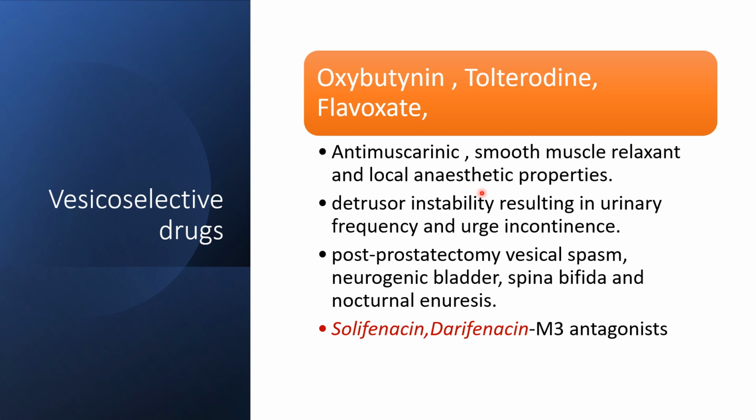So this relaxes the detrusor muscle, and hence these are used in detrusor instability, which causes urinary frequency and urge incontinence. In conditions like post-prostatectomy bladder spasm, neurogenic bladder, spina bifida, and nocturnal enuresis, there will be increased urinary frequency and urge incontinence. In those conditions, these drugs will block the M3 receptors and cause relaxation of the detrusor muscle, and thereby reduce the symptoms of urinary frequency.